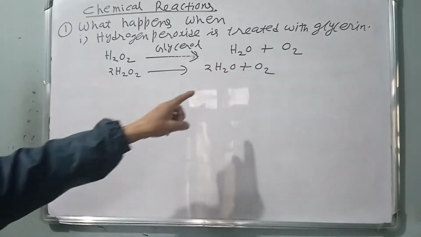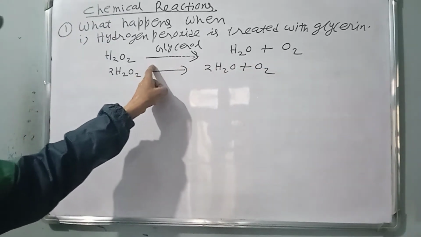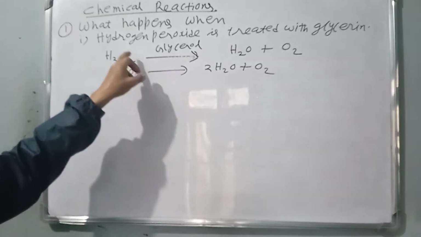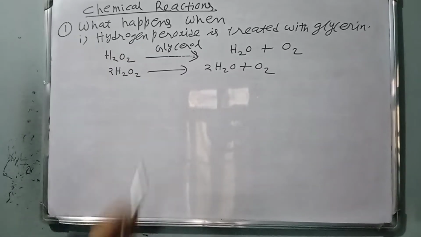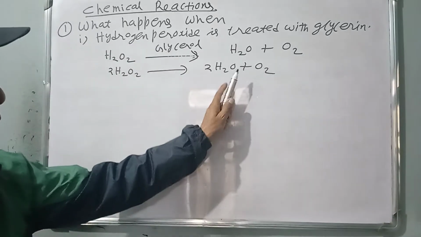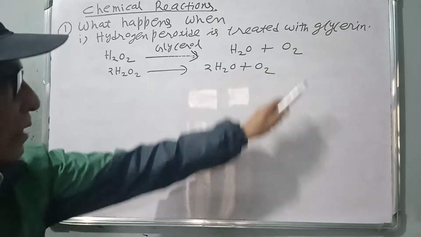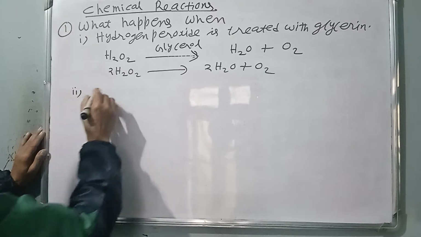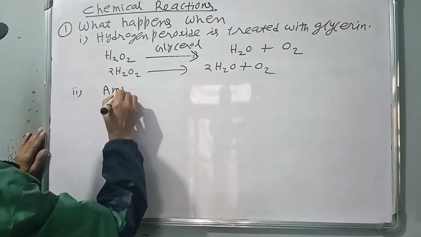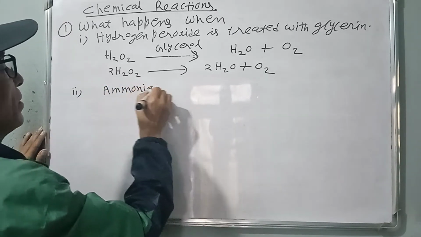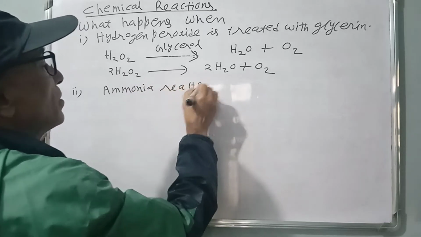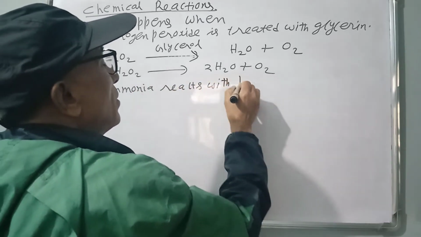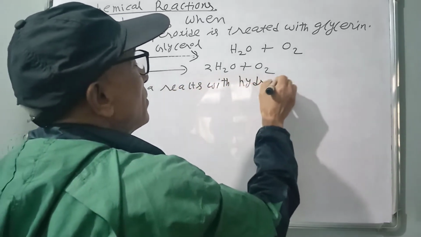That means when glycerin is allowed to treat with hydrogen peroxide, it decomposes into water and oxygen gas. Number 2, ammonia reacts with hydrogen chloride.